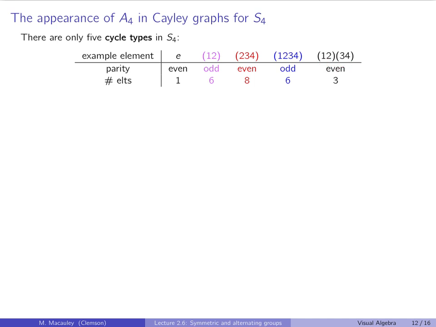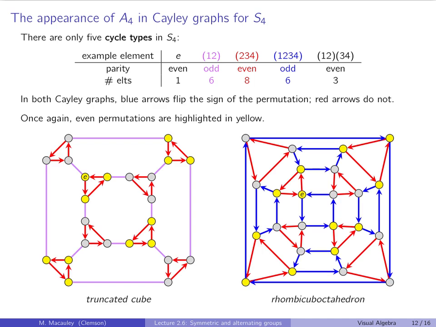So by cycle types, I mean the number of cycles of each length. So here you have the identity element, a 2 cycle, a 3 cycle, a 4 cycle, and a product of 2 cycles. And you can see how this will generalize for a larger n. At left is a Cayley graph for S4 built on a truncated cube, and at right is one built on a rhombicuboctahedron. So let me say a few words about this.